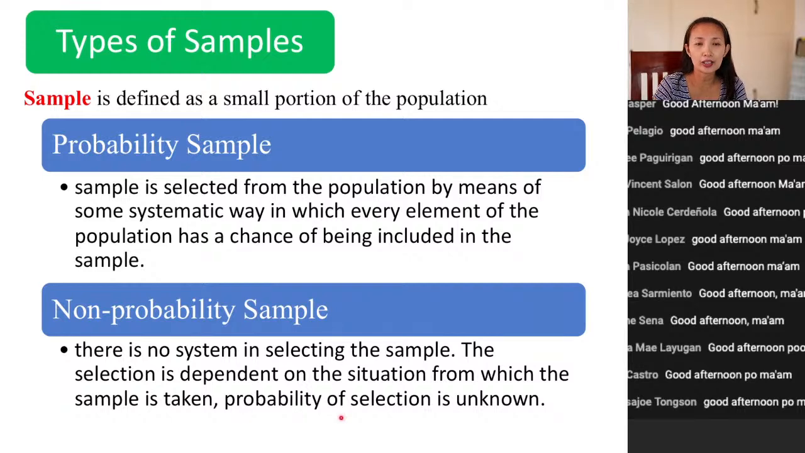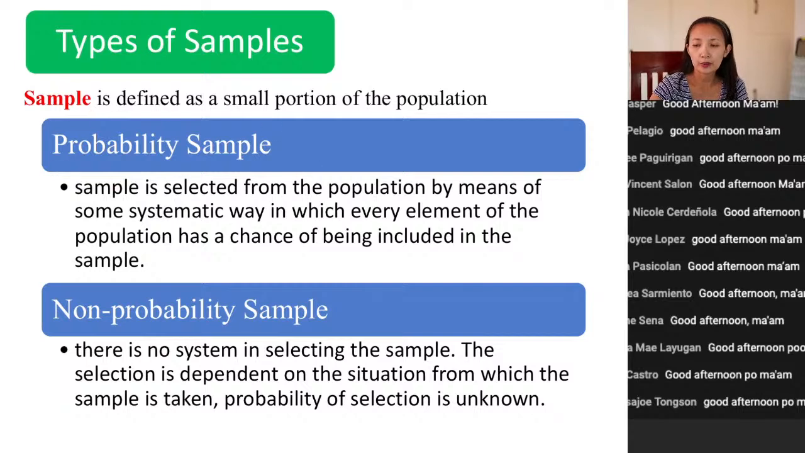Probability of selection is unknown. Okay? The probability of selection of the units in the population is unknown. Whereas for probability sampling, every unit in the population, every member of the population, has an equal chance of being selected.